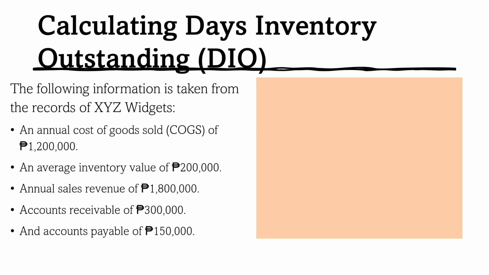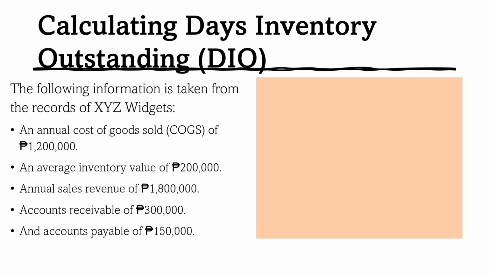To make these concepts crystal clear, let's work through an example using sample data. Imagine our fictitious company XYZ Widgets. They have an annual cost of goods sold, or COGS, of 1,200,000 pesos, an average inventory value of 200,000 pesos, annual sales revenue of 1,800,000 pesos, accounts receivable of 300,000 pesos, and accounts payable of 150,000 pesos.